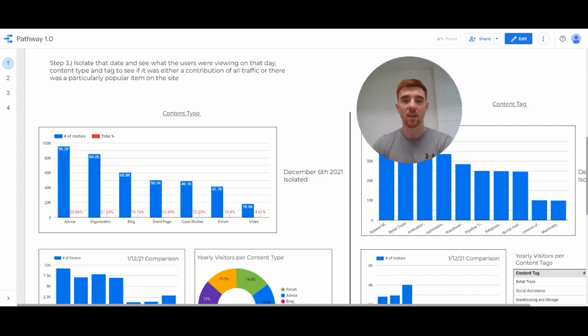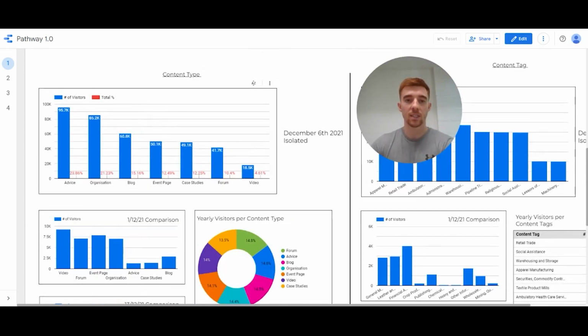For the final part of this task, all we want to do is isolate that date where the spike happened and see what the users were actually viewing that day. We want to have a look at the content type and the tag and see if it was either a contribution of all the traffic or if there was a particular popular item on the site. So what I've done here, I've broken down the content type on the left and the content tag on the right, which I'll go into a second.